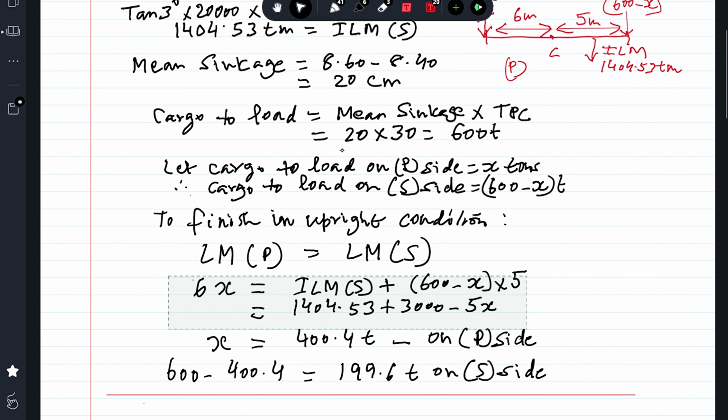So 1404.53 is the initial listing moment to starboard plus the listing moment caused by the cargo. So x is the only variable. You can solve for x and you get the answer, 400.4 tons on the port side. 600 minus 400.4 will be 199.6 tons on the starboard side. So this is the answer.